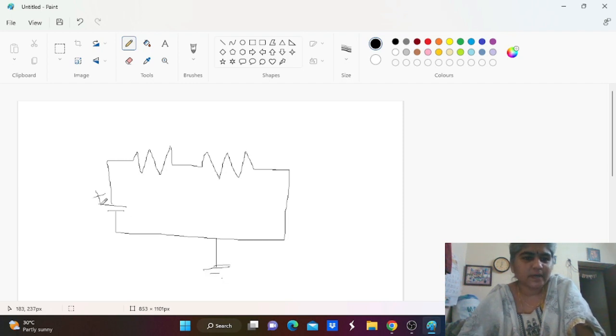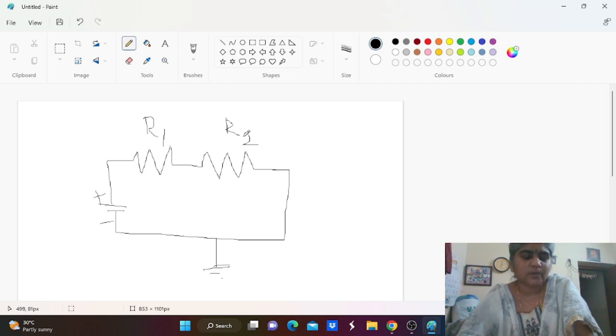Here the positive terminal of the power supply is connected with one resistor, and another resistor terminal is connected with the first resistor. We name the first resistor R1 and the second resistor R2. So both are connected in series, and one resistor terminal is connected with the power supply plus terminal, that is the anode, and the cathode of the battery is connected with the second resistor's other terminal. This is the concept whenever two resistors are connected in series.